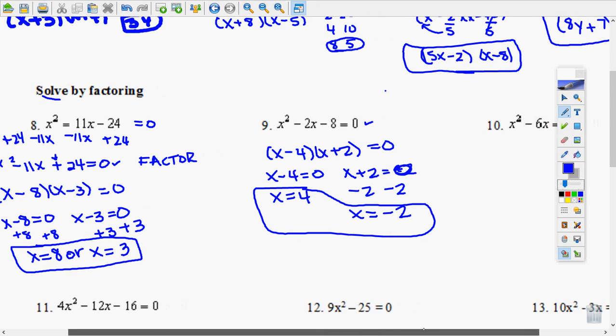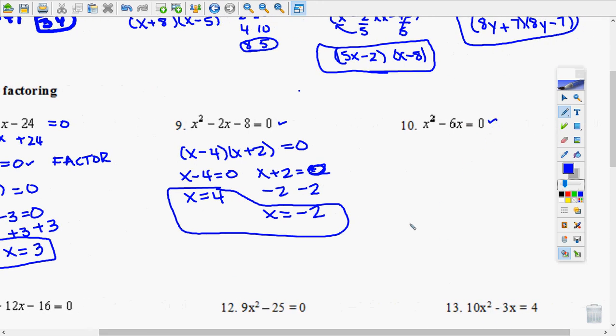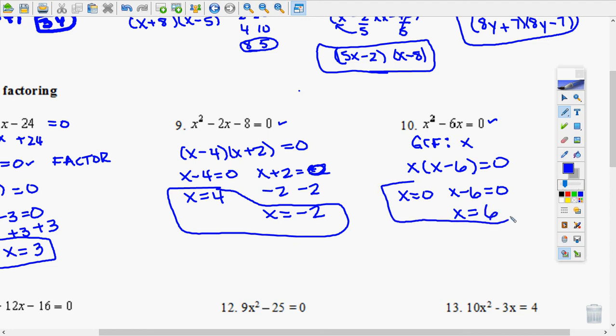All right, number 10, make sure it's set equal to 0. Look for a GCF first, right? This is a binomial. Every time we have a binomial, we always look for a GCF first. So what do both of these terms have in common? They both have an x. So we'll factor out the x, which basically means divide both by x. Then we'll go ahead and set each factor equal to 0 and solve for x. First guy is already solved. Second guy, we're going to add 6 to both sides. And there's our two solutions.